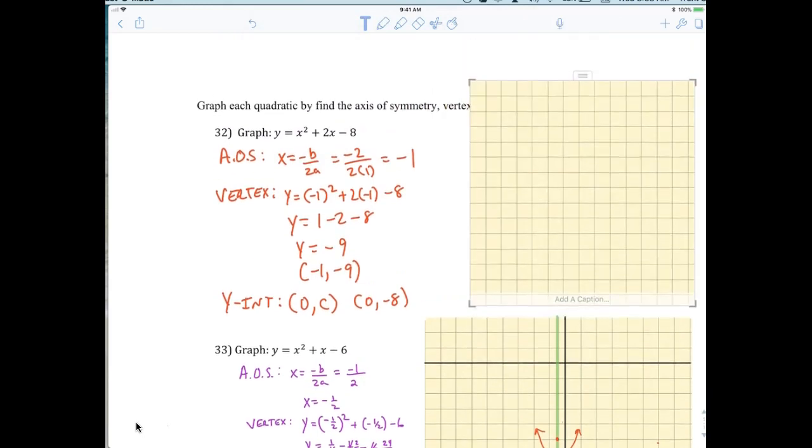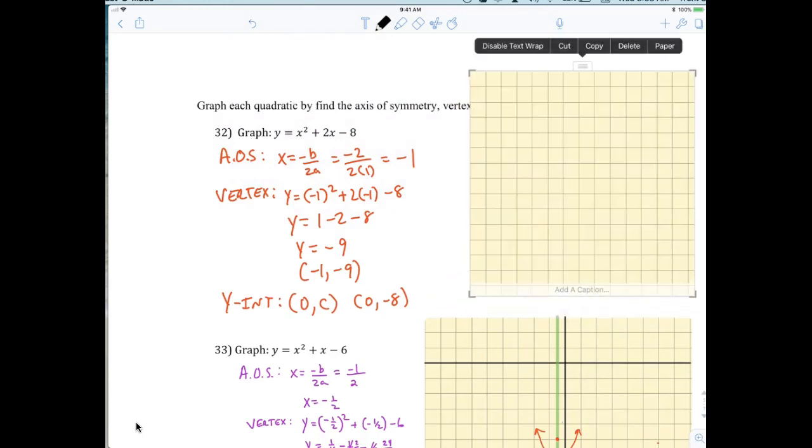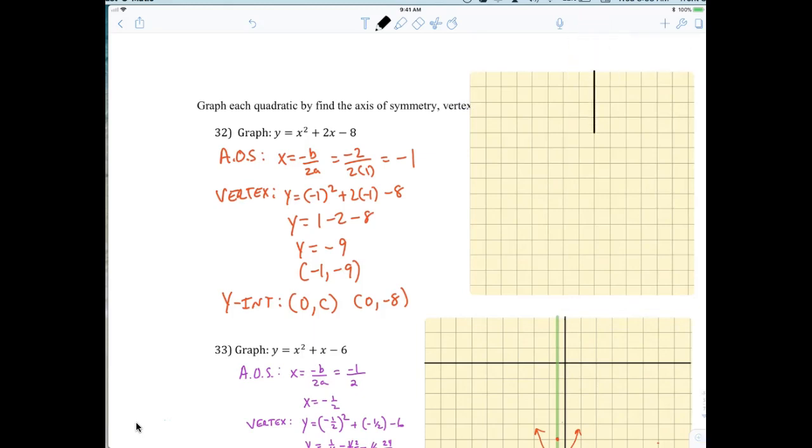All right. So what I want to do is, I know I'm going down, correct? Going down a bunch. So I want to make my graph so everybody sees what I did there, right? Then I'm going to make my axis of symmetry at x equals negative 1. That's your axis of symmetry, agreed? Now we plot the point negative 1, negative 9.